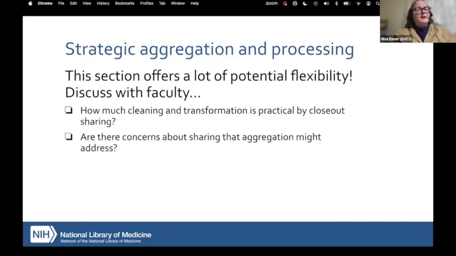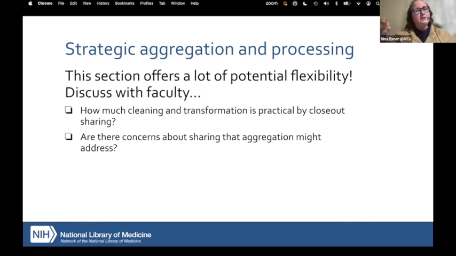So I think it's useful to try to use this strategically to address concerns that may arise when you're talking to your faculty and postdocs and so on, and they get concerned. This is something that we can facilitate through a data reference interview or our discussion with the faculty. How much cleaning and transformation is going to be practical by the sharing deadline of closeout of the grant?